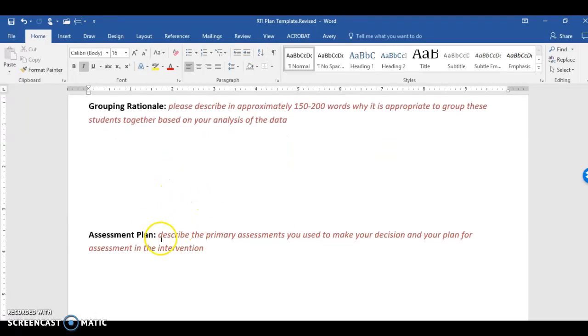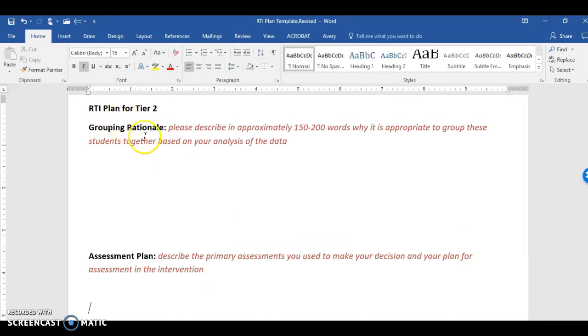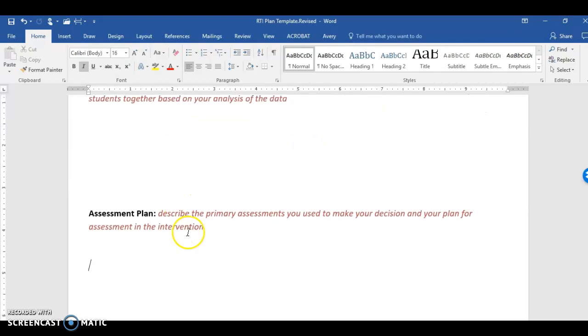What I've added is this first page. I would like you to take the group that you're choosing, and in about 150 to 200 words, explain to me your rationale for grouping these students together. Explain why you put them in a group, what you think the data told you, and why you think they are appropriate candidates for tier 2.